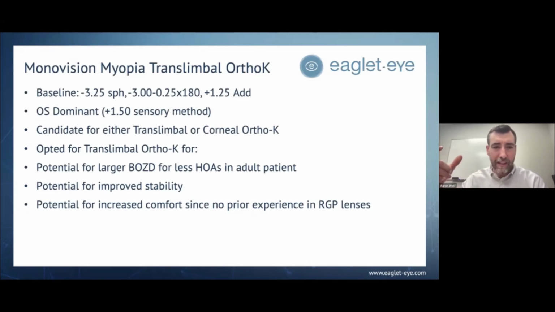The other reason that I prefer a translimbal lens for this particular case is that when you have a greater amount of surface area of the plastic lining up to the surface area of the cornea, compared to a smaller corneal lens, you do tend to get better stability. You get a little bit less movement, which also means less lens awareness, less corneal sensation awareness. You tend to get better centration as well. So that was a lot of it as well.